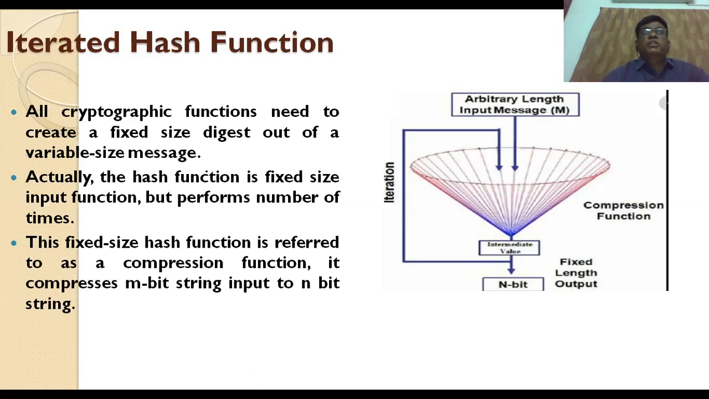Compression function means a function which takes some m bits size message but produces some n bits output, where m should be greater than n. That's why it is called a compression hash function. So if you see this architecture, assume this is the compression function.